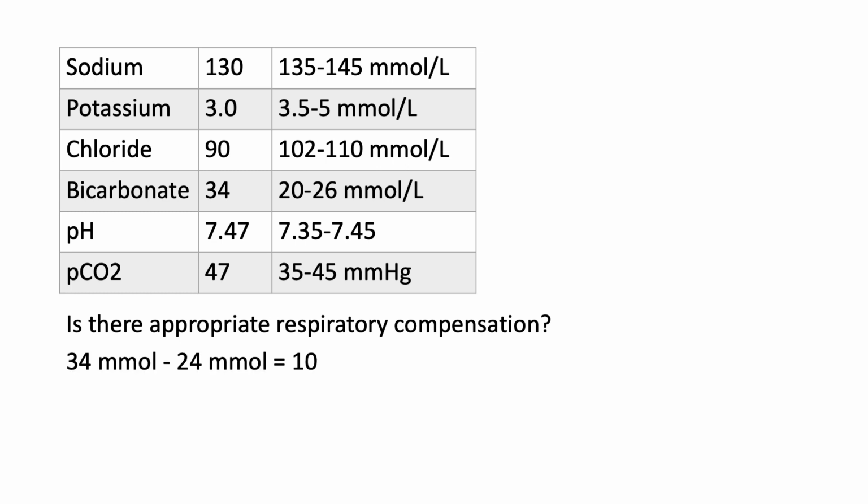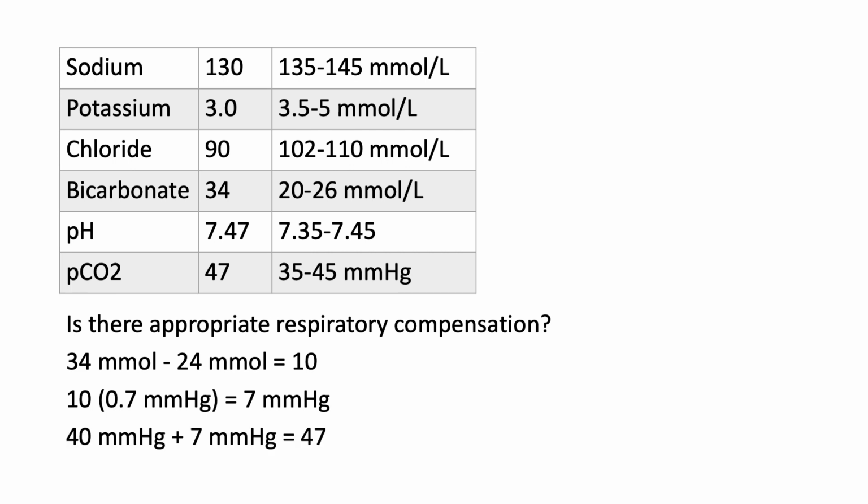So we say normal bicarbonate is 24, so we subtract that from 34 and we get 10. We multiply by 0.7 millimeters of mercury, and you'd expect that the PCO2 will go up by 7 millimeters of mercury, which it does in this patient. So this is consistent with a metabolic alkalosis with appropriate respiratory compensation.